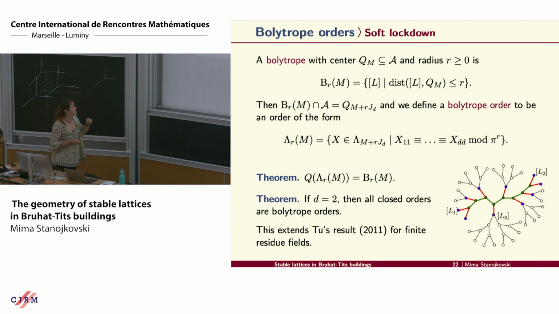And this extends a result from 2011, where it was done for a finite residue field, but we don't need this assumption. And you see there is a picture there. If you're in d equal to 2, how you do this is that you take the longest segment that you have, and then you look at the distances, and then you fatten your segment, and this is what polytropes look like for d equal to 2.